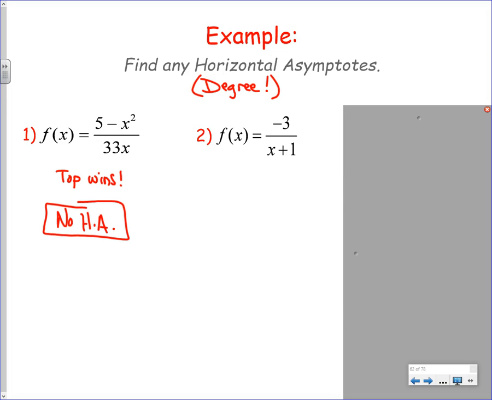Right? Yes. The first one, top wins. The second one, bottom wins. It has 1 more degree. The top one has a 0 degree. Oh, I get it. Yeah. Look at test number 2 right up above. If you have a highlighter, this is a great thing to study. Horizontal asymptotes degree test, really important. Bottom wins. What does the test say? Horizontal asymptote, y equals 0. Good.